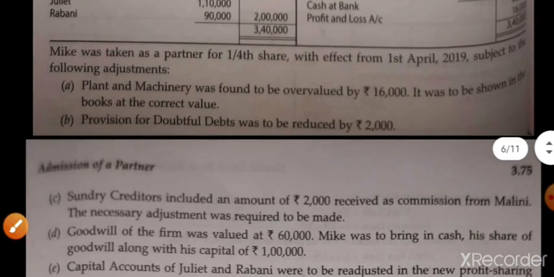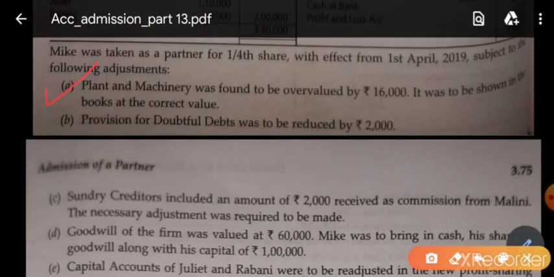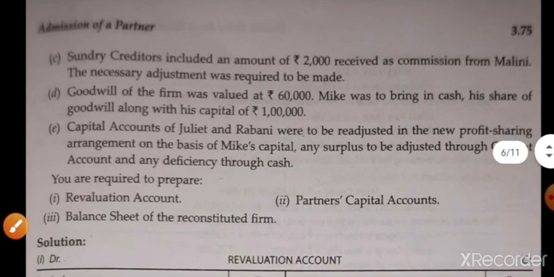Next, first point revaluation, second point revaluation, third point also revaluation. So 3 points are related to revaluation. Fourth point is for goodwill. The goodwill of the firm is given. Mike will bring goodwill in cash, and goodwill and capital both are together 1 lakh. The question is telling you the amount. You can see, read it here.